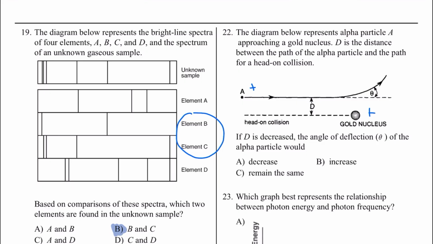This is kind of like a throwback to electrostatics, but as distance increases, that force of repulsion gets weaker. But here the distance decreases, so that force of repulsion gets stronger. So a stronger force of repulsion means that the angle of deflection will also increase because the alpha particle is trying harder to swerve away from that nucleus. So the answer is going to be choice B.